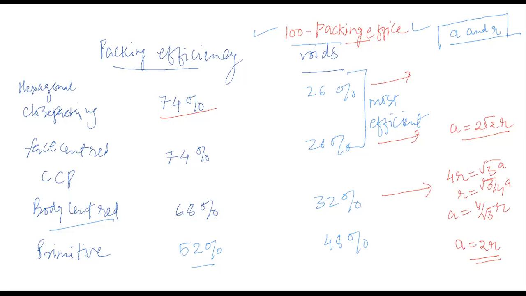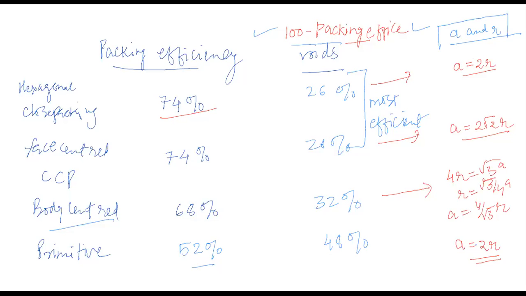No, my dear students, even in the case of hexagonal close packing, we have A is equal to 2R only. Just check it out once again. Even in hexagonal close packing, the relationship between A and R is A is equal to 2R. Yes, sir. Do you get it?